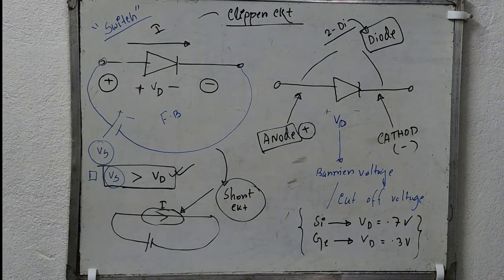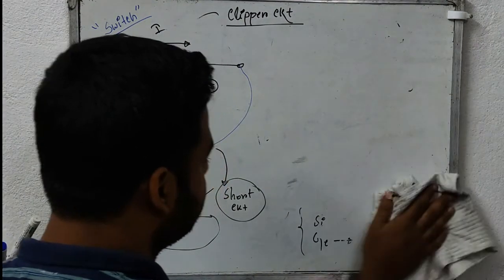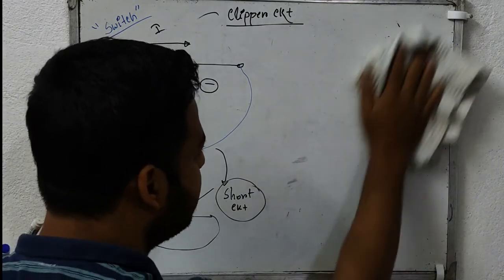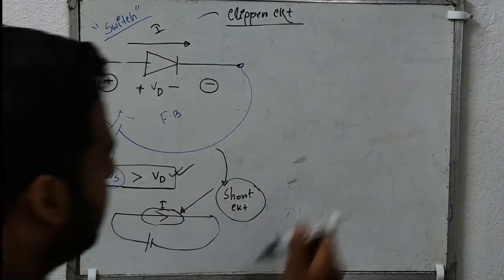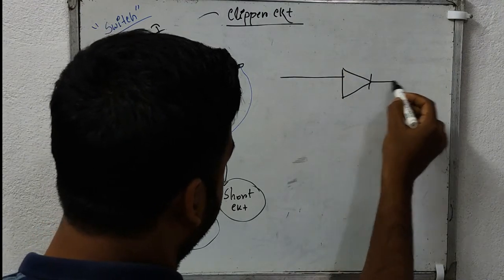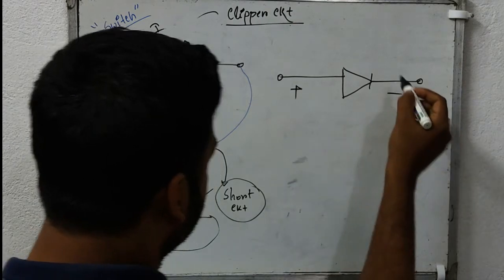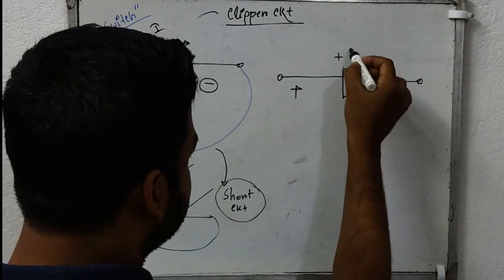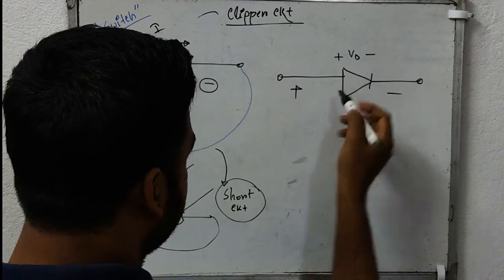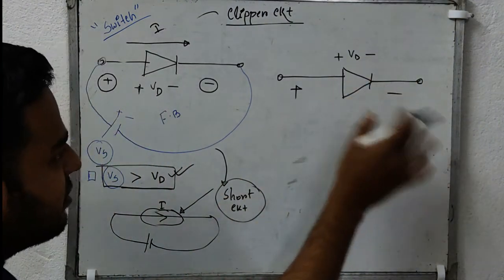And what will be the second condition, which is the reverse bias condition. If there is a diode over here, this is the anode, this is the cathode, and there is a barrier potential VD over here. Now we are going to connect this diode in reverse bias.